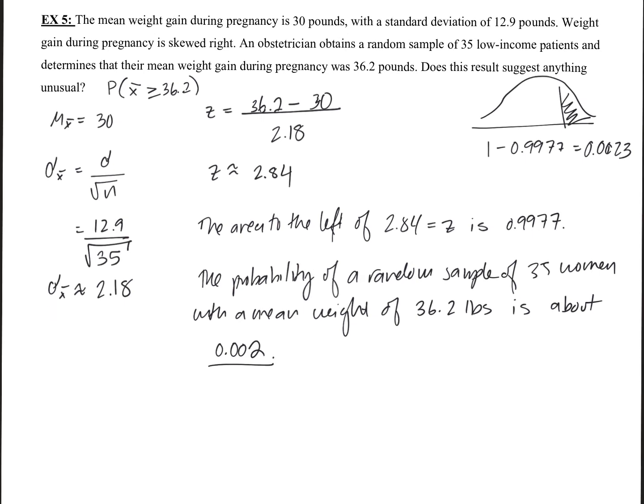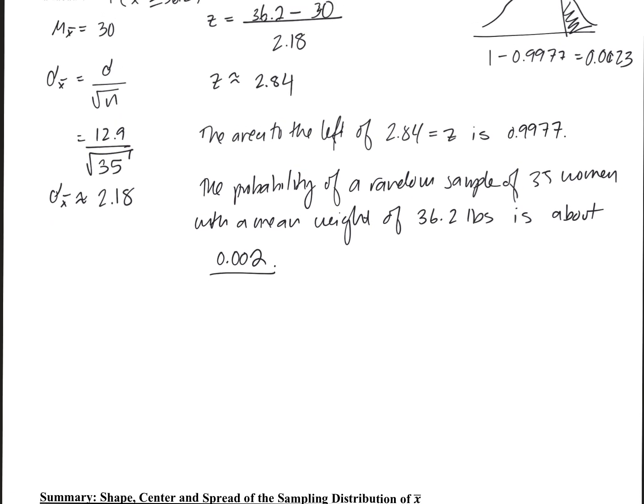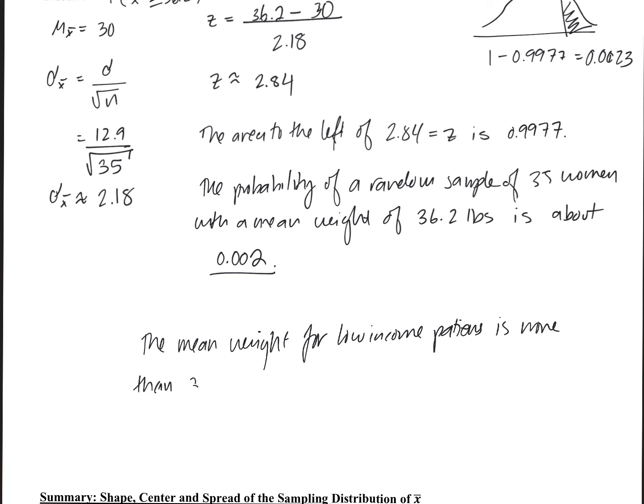Alright, so it's not normal to have 36.2 be a mean. So what can we conclude from what we found here? Well, remember, the sample that was picked was all women that came from low-income backgrounds. So something that we can conclude is that the mean weight for low-income patients is more than 30 pounds. Just something we could possibly conclude from the data that we've just found.